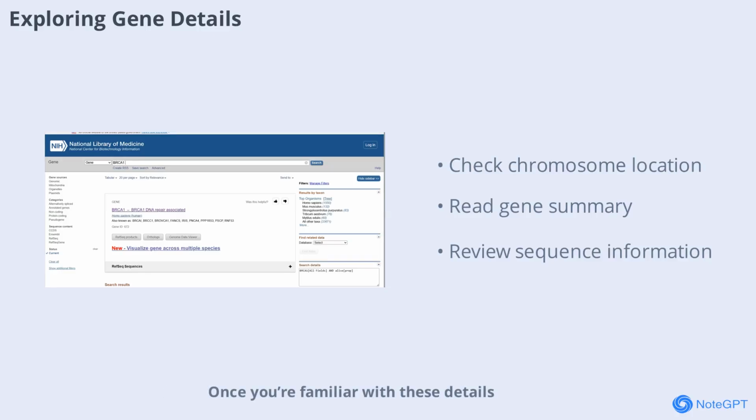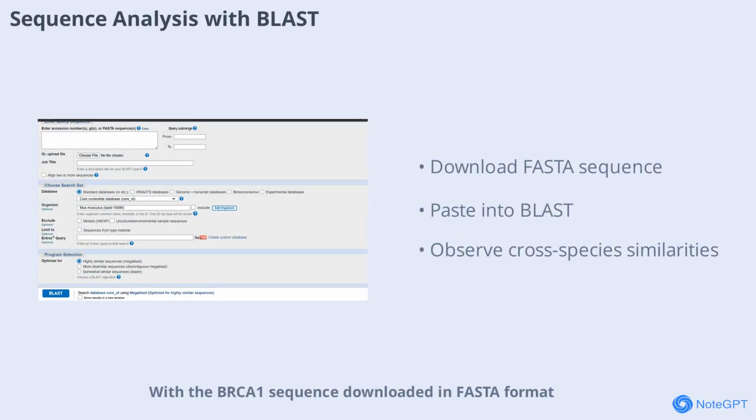Once you're familiar with these details, you're ready to download the gene sequence for further analysis. With the BRCA1 sequence downloaded in FASTA format, you're set for the next phase. Open the BLAST tool, an essential resource for comparing genetic sequences. Paste the BRCA1 sequence into the BLAST search box.